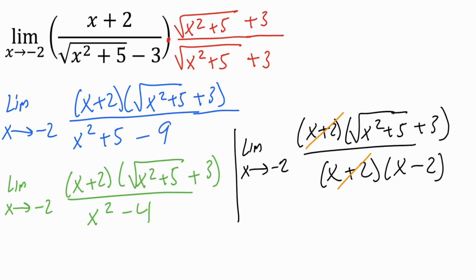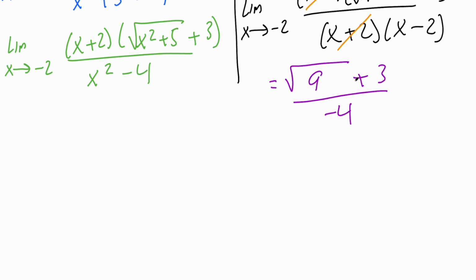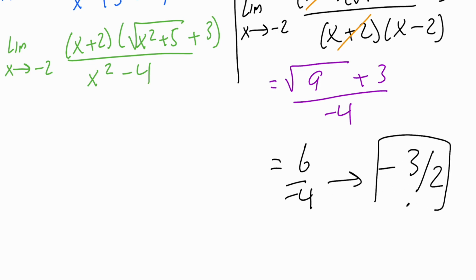At this point, now we can try to plug in -2 to see what we get. And we will get -2 squared is going to be 4. 4 plus 5 is 9. So we have the square root of 9 plus 3 on the outside. And -2 minus 2 is -4. And the square root of 9 is 3. 3 plus 3 is 6. So we get 6 divided by -4, which we can simplify to -3 divided by 2. This right here is our final answer. And that's all we need to do for this problem.